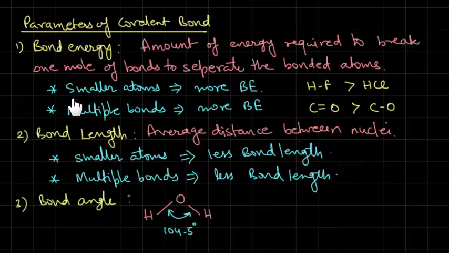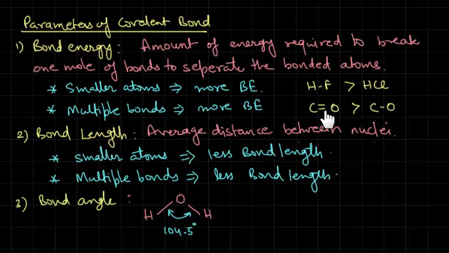It depends on two factors. If the atoms are smaller, that means more energy is needed to break them. Needless to say, if they are smaller, that means they are closer to each other, stronger bonds. And if there are multiple bonds, then also more energy is needed to break them. So HF, fluorine is smaller than chlorine. So the HF bond is much stronger than HCl. So more energy is needed to break the HF bond. Therefore, HF will have more bond energy.